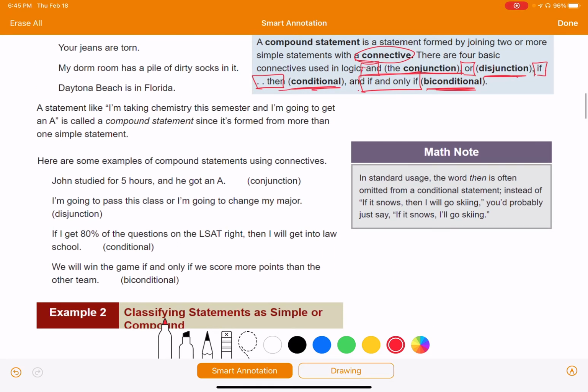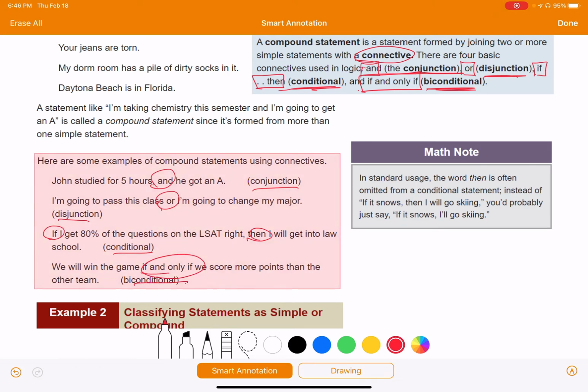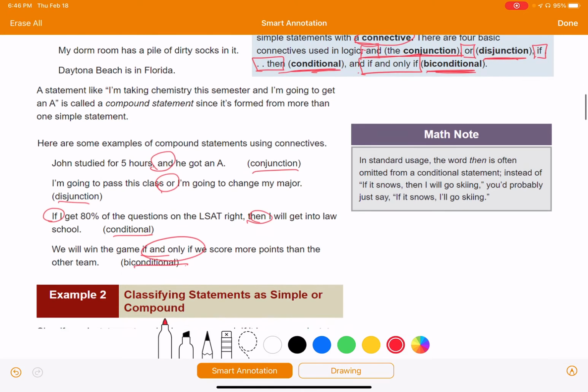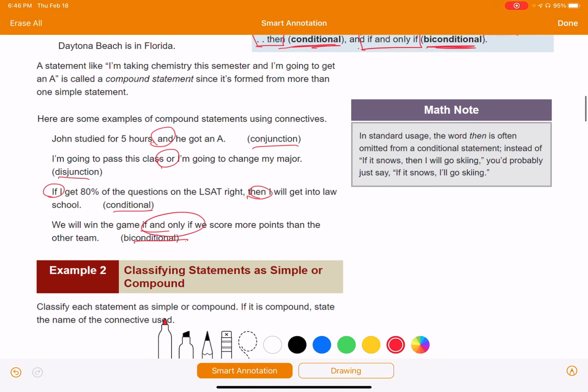So let's look at some examples. Here we see John studied for 5 hours and he got an A. That's conjunction. I'm going to pass this class or I'm going to change my major. That's disjunction. If I get 80% of the questions on the LSAT right, then I will get into law school. That is conditional. We will win the game if and only if we score more points than the other team. That is biconditional. So that's how we will see our compound sentences being created.